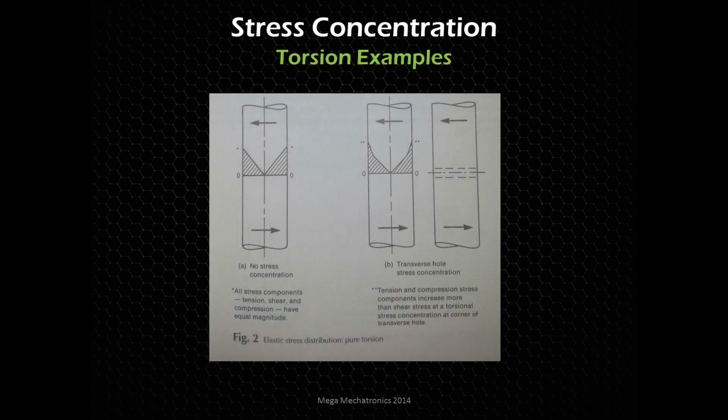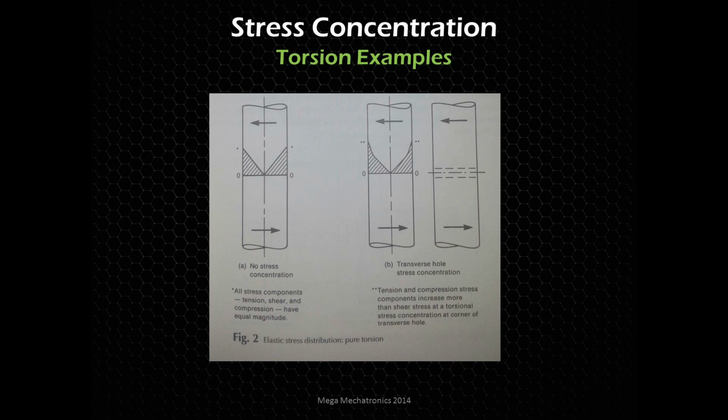Now let's look at torsion. This is where we're twisting this rod or this part right here. Again, on the left, we see there are no stress concentrations. Because we are twisting it, you see there's no stress in the middle, because that's almost like a pivot point. Then the max stress is on the very surface, and that's just how materials react under torsion.